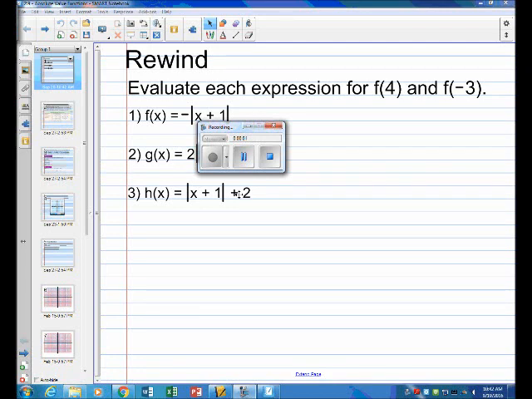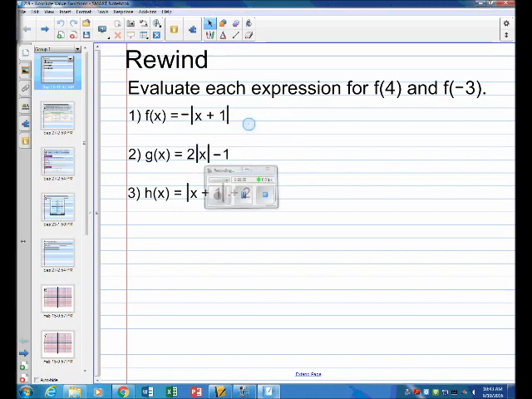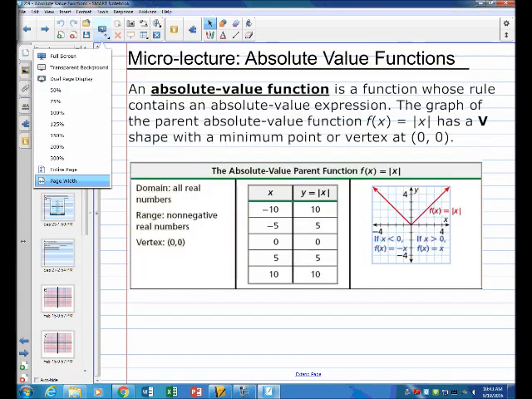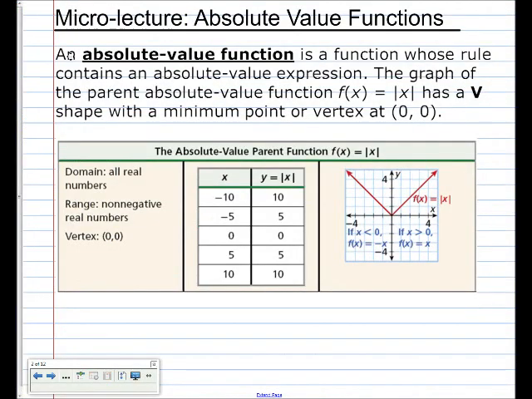All right, so we are going to talk about absolute value functions today. And the first thing I want you to look at is the parent function. So the most basic one is the one in red right here. And what does that look like? Like a V. It looks like a V.